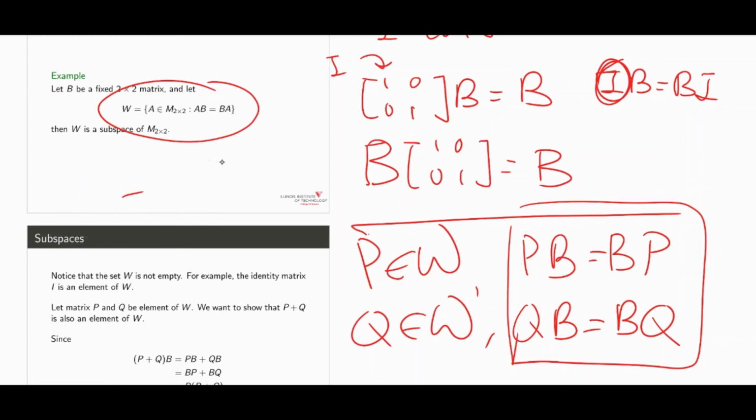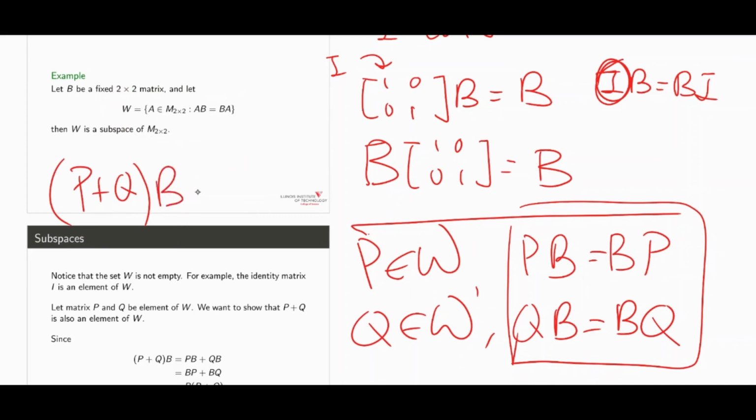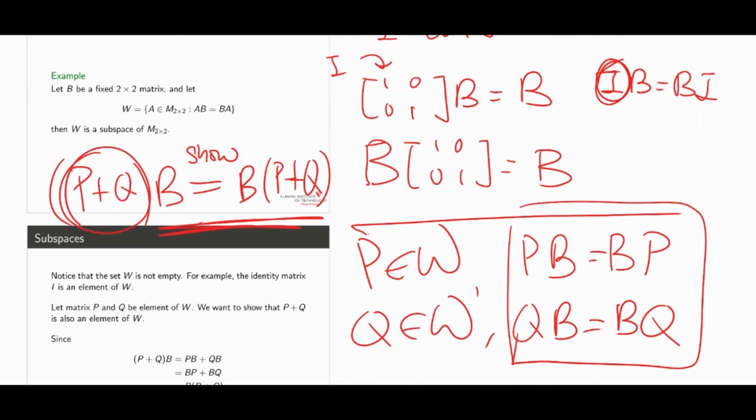Okay, what does it mean that this is in W? How do you show that the sum is in W? Well, if you want to show that it's in W, you have to make sure you satisfy these conditions. So you have to multiply with this B, and then you have to show that this is the same as B times (P plus Q). If you can show this, then it will qualify that P plus Q is also in set W. So before you do anything, you need to know what you're supposed to do, right?